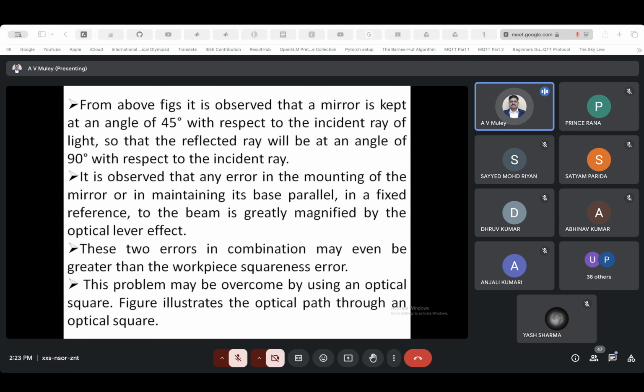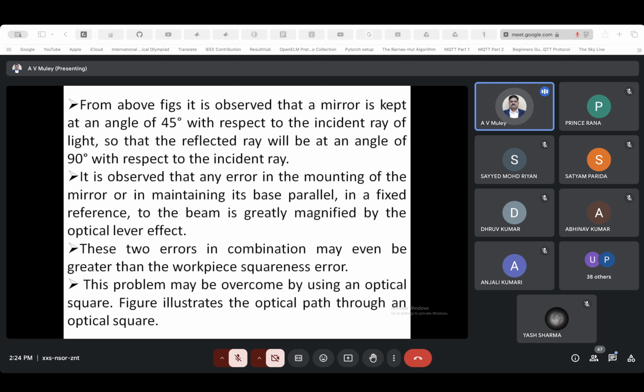From the above figure, it is observed that the mirror is kept at an angle of, say, 45 degrees with respect to the incident ray of light, so that the reflected ray will be at an angle of, say, 90 degrees with respect to the incident ray. It is observed that any error in the mounting of the mirror, or in maintaining its base parallel to a fixed reference to the beam, is greatly magnified by the optical lever effect. These two errors in combination may even be greater than the workpiece squareness error.